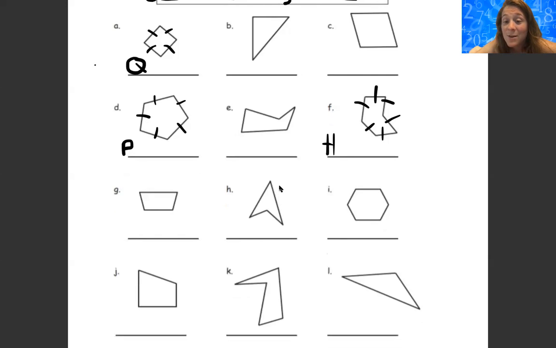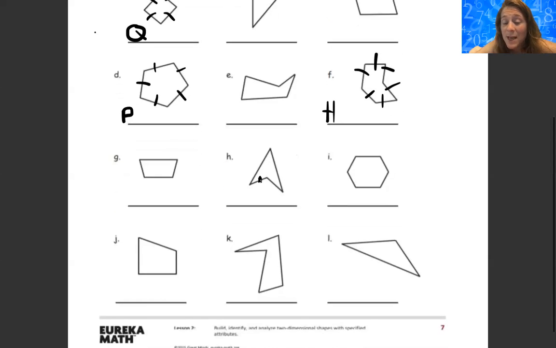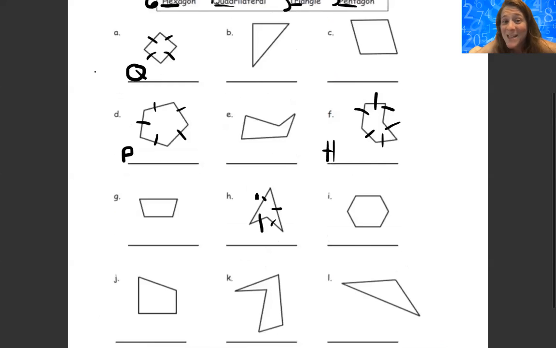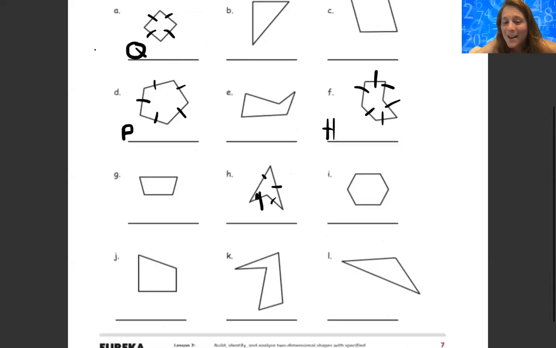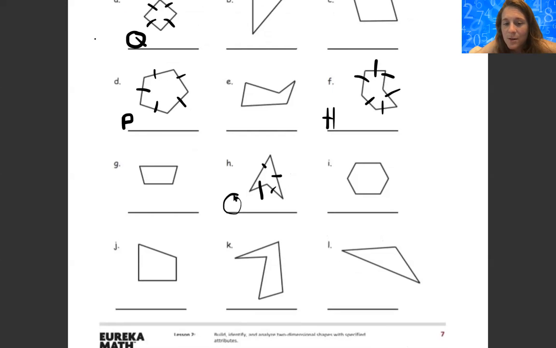All right, let's go ahead and skip down. Let's look at H. Let's count the sides. Ready? 1, 2, 3, 4. Only 4 sides. What shape was that? Yeah, a quadrilateral. Good work, guys. You're going to write out the whole thing.